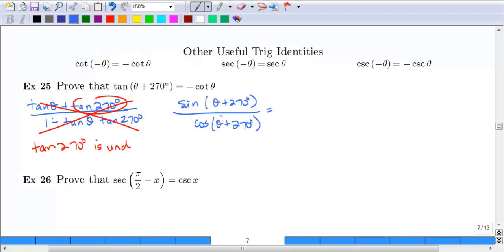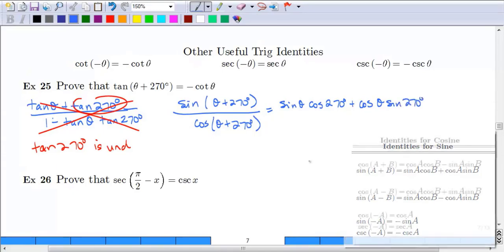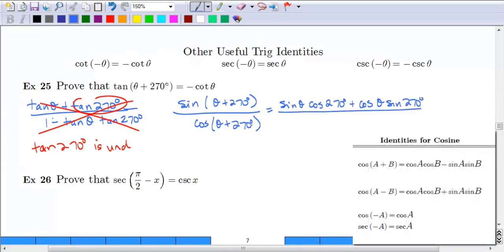Again, going to the addition formula for sine, we know that this is going to be sine of the first angle, cosine of the second angle, plus cosine of the first angle, sine of the second angle. And for cosine, we're looking at the addition formula, cosine of the first angle, cosine of the second angle, minus sine of the first angle, sine of the second angle.